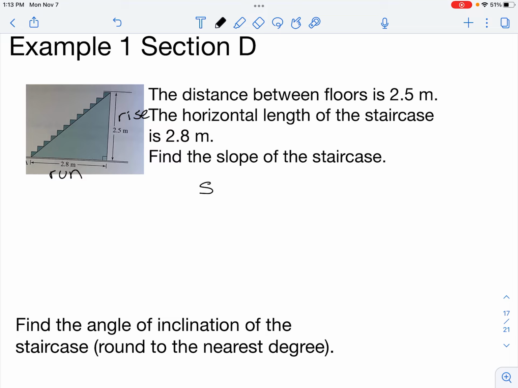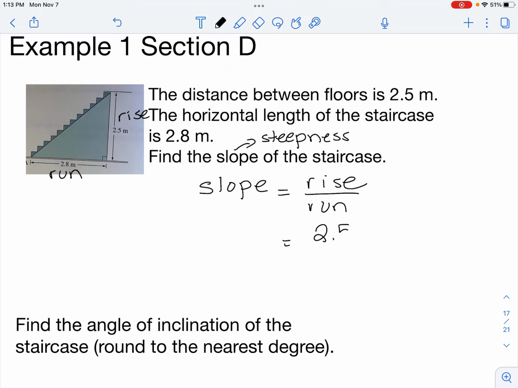So we know from grade 9 the slope, or the rate of change of the staircase, is just equal to the rise divided by the run. It's how steep it is. So slope is the same as the steepness of the staircase, and we can get that by just looking at the ratio 2.5, the rise, divided by 2.8, the run. And that will give us a decimal.